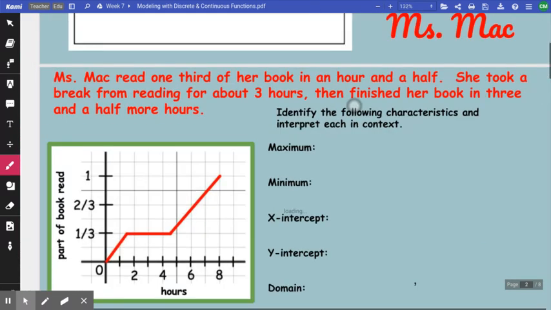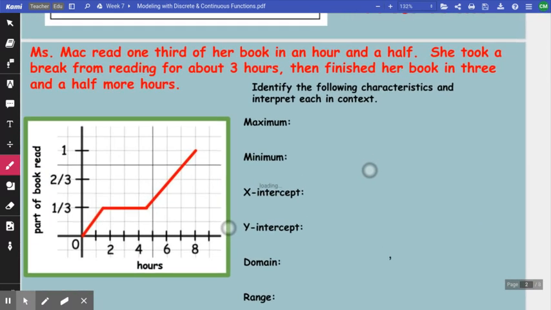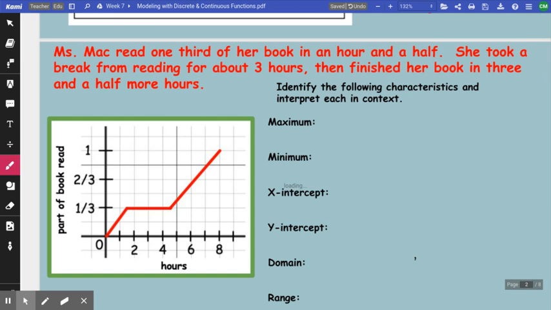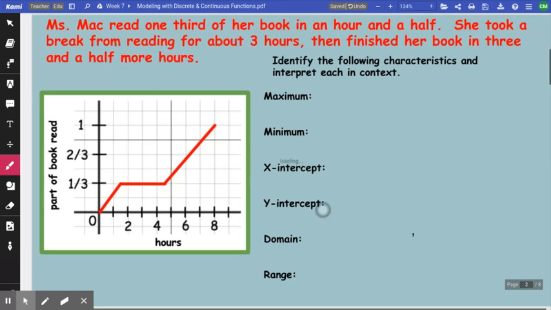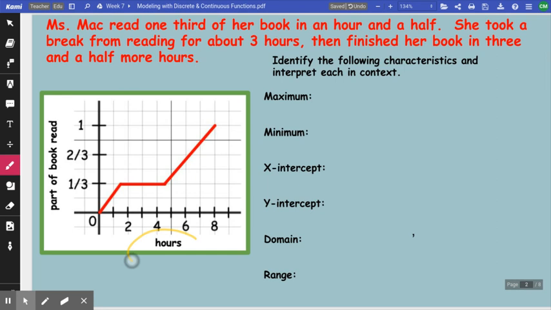So if we take a look at this first example here, it says Miss Mac read 1/3 of her book in an hour and a half. She took a break from reading for about 3 hours, then finished her book in 3.5 more hours. And then you can see we have a graph here, and across the bottom we have hours, and across the side we have part of the book read. So it's important to make sure you read those labels so you know what's going on.